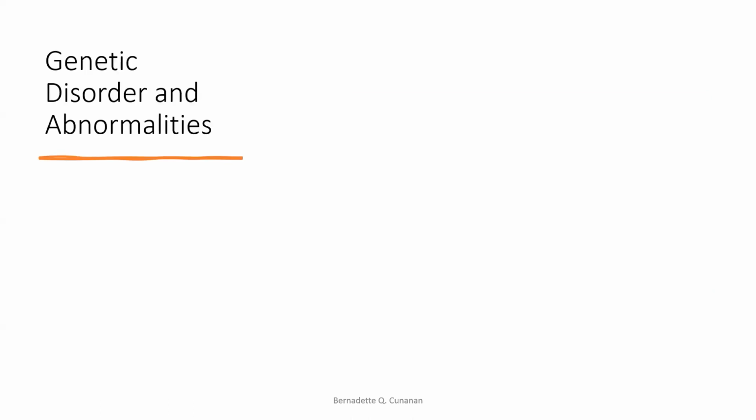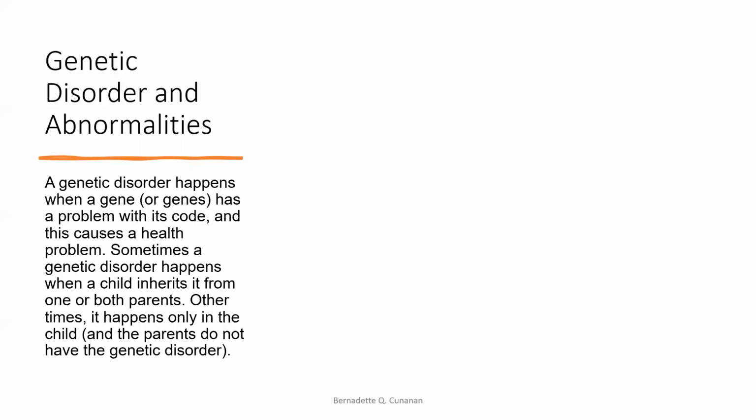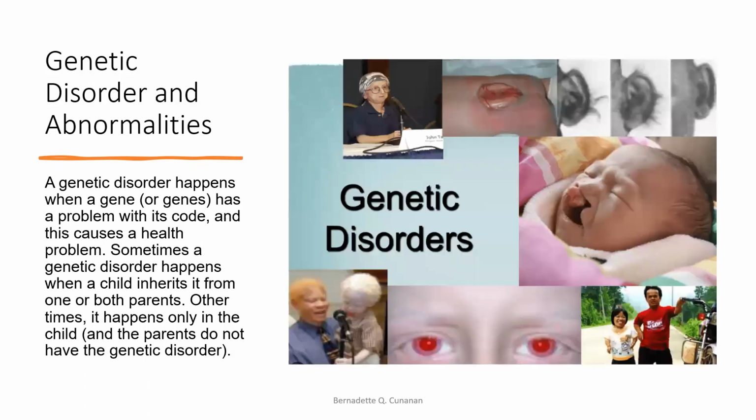Okay, let's proceed with genetic disorders and abnormalities. A genetic disorder happens when a gene or genes has a problem with its code, and this causes a health problem. So sometimes a genetic disorder happens when a child inherits it from one or both parents. Other times it happens only in the child and the parents do not have the genetic disorder.